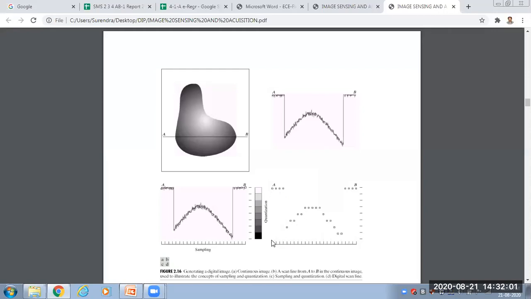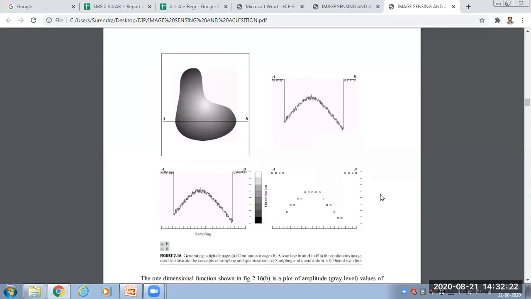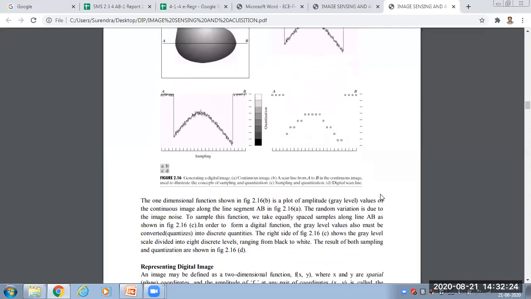And here, suppose 0 to L minus 1. L minus 1 means the last value, 0 means the first value. So we are dividing the intensity scale as 0 to L minus 1. In between these two, your digital values happen, and depending upon your digital values, the intensity scale will vary. Okay, so this is the process to convert analog to digital, or sampling and quantization.